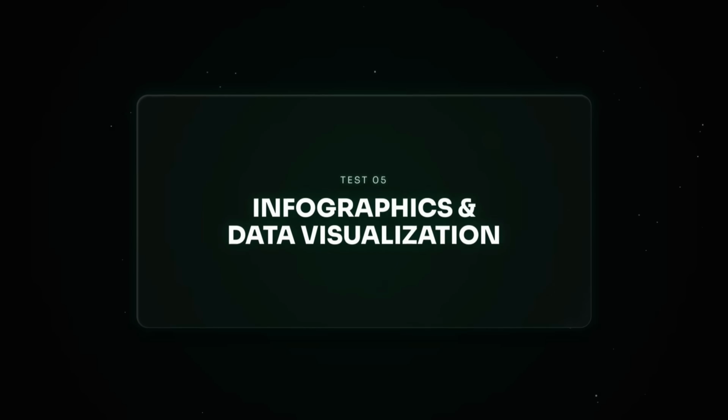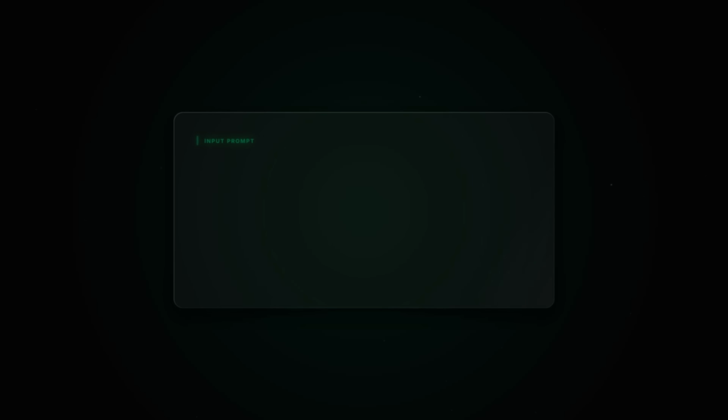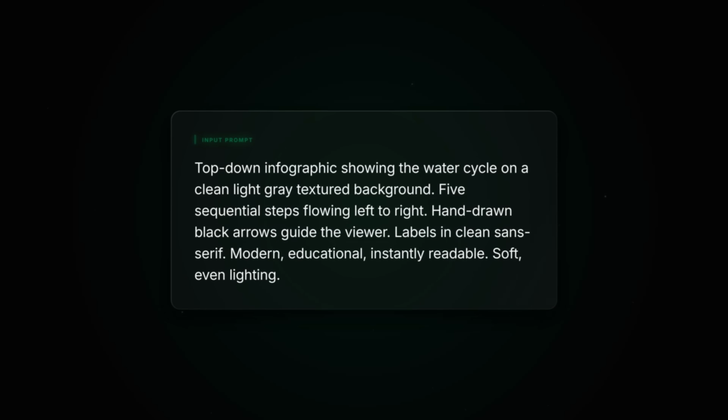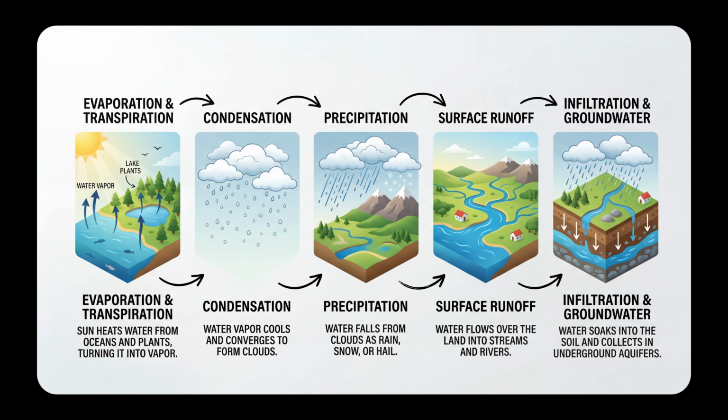Next, we move into something more structured: infographics and data visualization. This tests whether the model can generate clear educational diagrams. Let's start with Nano Banana's result. Each stage of the water cycle is illustrated with detailed mini-scenes: lakes, mountains, clouds, rain, rivers, and groundwater layers. The 5 stages appear clearly labeled. The arrows guide the viewer from left to right, which follows the prompt's instruction for sequential flow. The typography is also clean and readable.